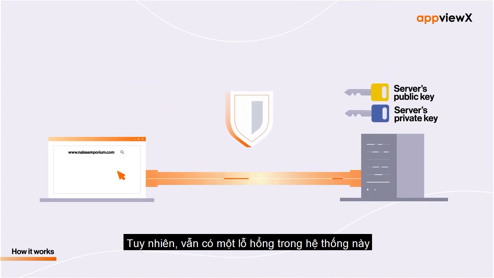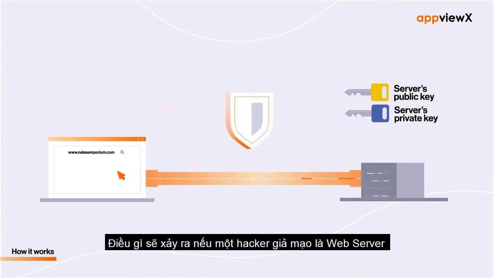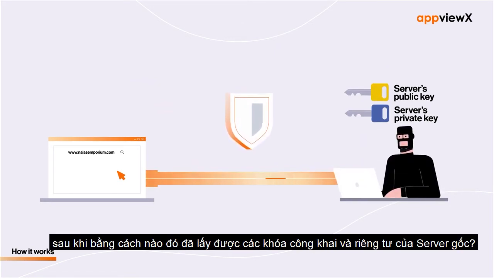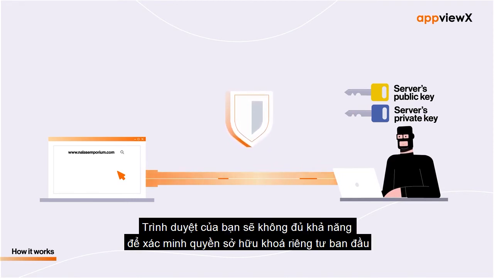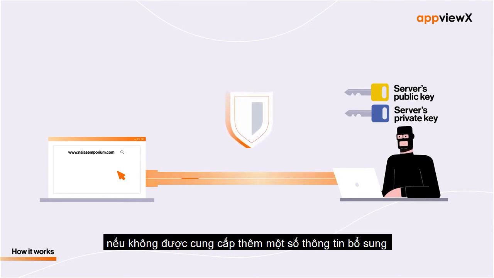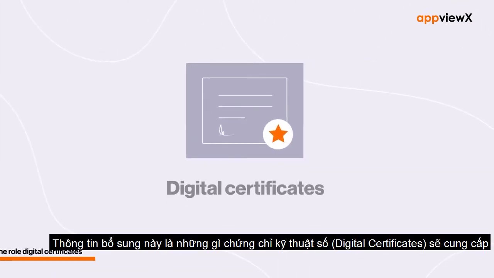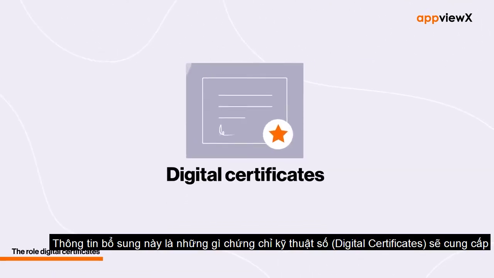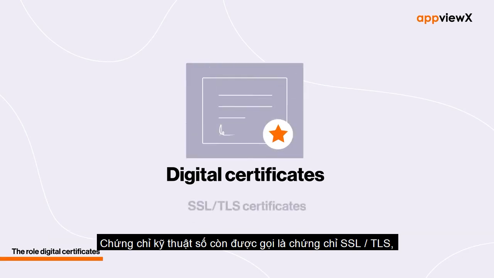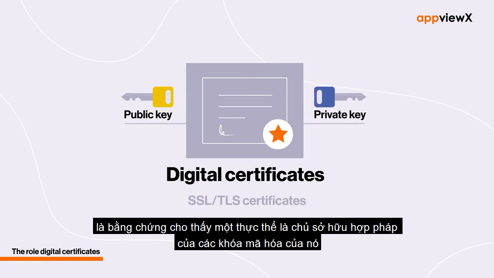However, there's a loophole in the system. What if a hacker was masquerading as the web server after somehow obtaining its public and private keys? Your browser would be incapable of verifying ownership of the initial private key transaction without some additional information to do so. This additional information is what digital certificates provide. Digital certificates, also called SSL/TLS certificates, are proof that an entity is the legal owner of its encryption keys.